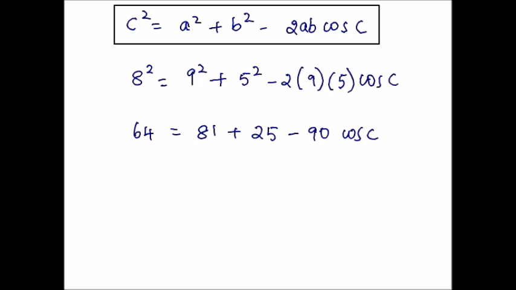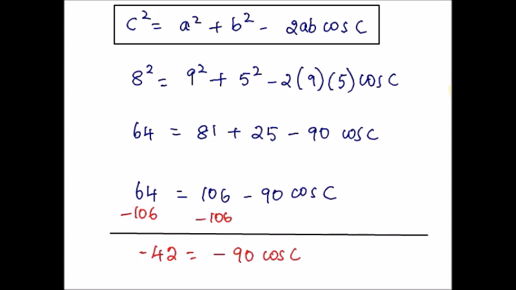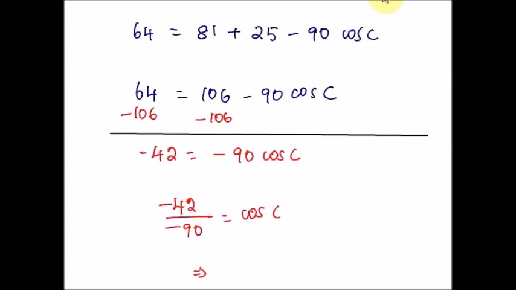Generally, we combine the like terms. On the right hand side we have 81 plus 25, that is 106. Subtract 106 from both sides. Now let us divide both sides by negative 90 so that we can isolate cos C on one side of the equation. Now we have to apply the rule of signs. Negative divided by negative will give you a positive answer. Let me just swap the sides.